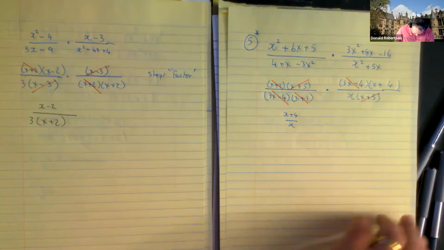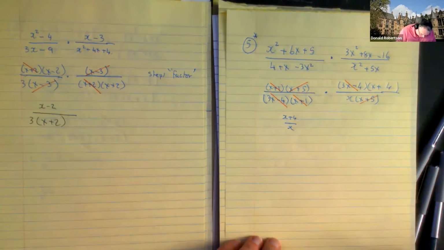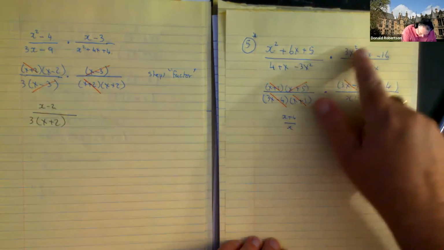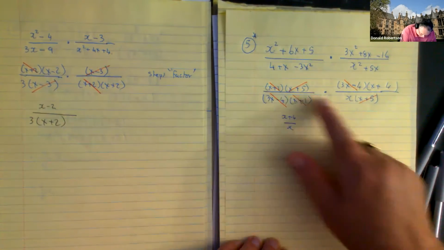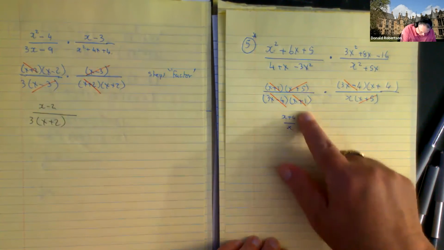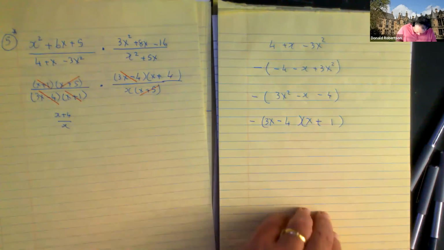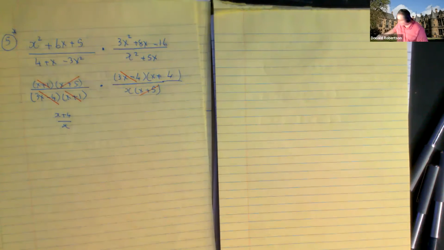So multiplication, at least most of them, require factoring everything. And then you can do a one-for-one cancel. And whatever's left is your answer. So the key to doing it is being able to factor things. So get lots of practice at factoring.